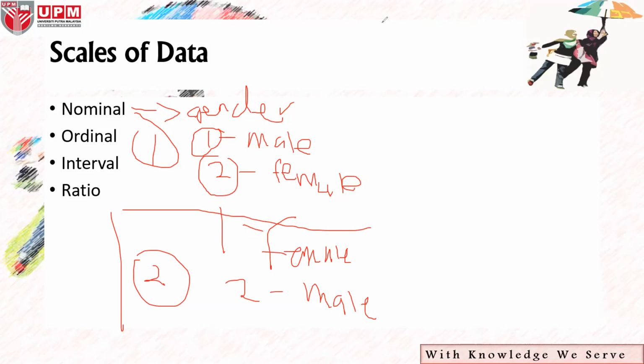Okay. Next one, ordinal. Ordinal is also categorical data. But the number that we give starts to give meaning, starts to give logical meaning. For example, 1 to represent low performance.